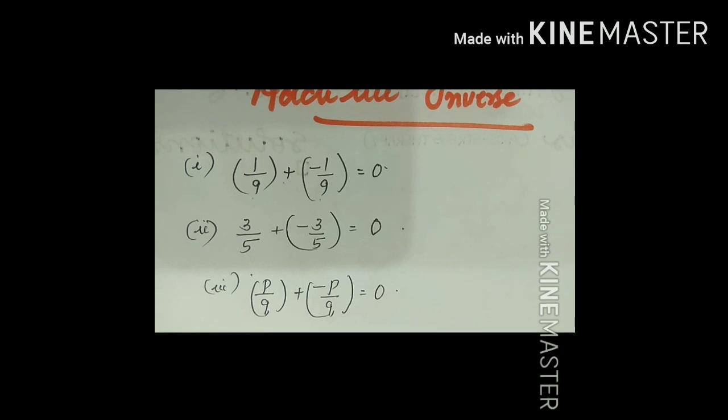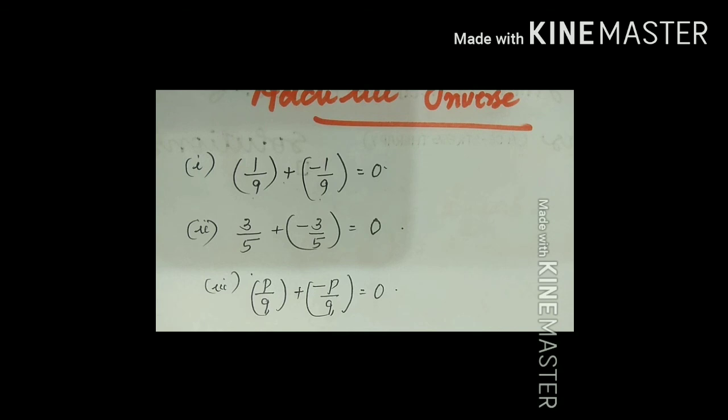Then we have learned the commutative property. Commutative property means two rational numbers can be added in any order. If p by q and r by s are two rational numbers, p by q plus r by s is equal to r by s plus p by q. That means two rational numbers can be added in any order, and the result remains the same.